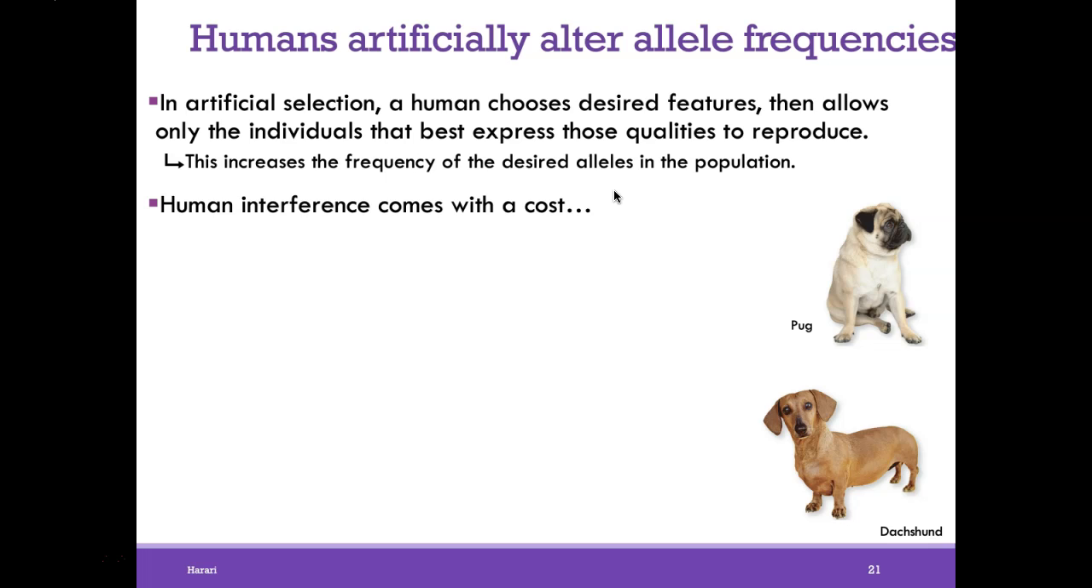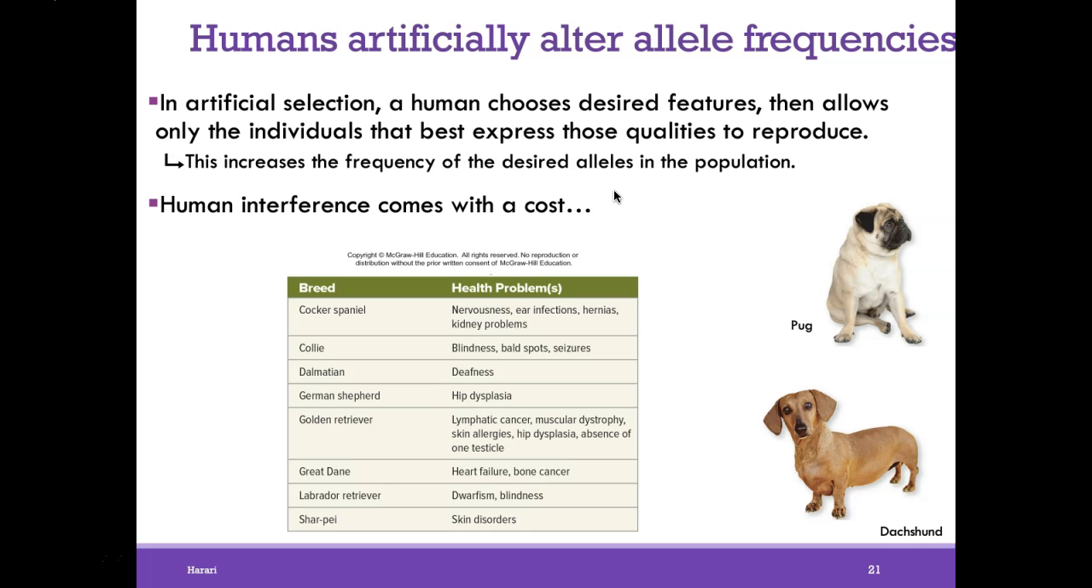And human interference comes with a cost, unfortunately. So there are many health problems that occur in these animals. So dog breeders can select for desired characteristics, but they can't always avoid some of the hereditary health problems associated with each breed. So, for example, pugs like this have very short snouts that make it very hard for them to breathe when they get excited. They also have misaligned vertebrae, which can sometimes lead to paralysis. So also we have Labrador retrievers that could sometimes be blind or dwarf.